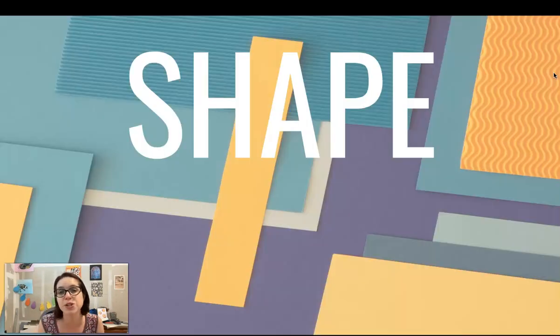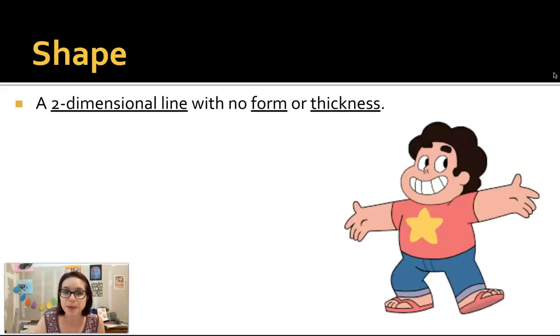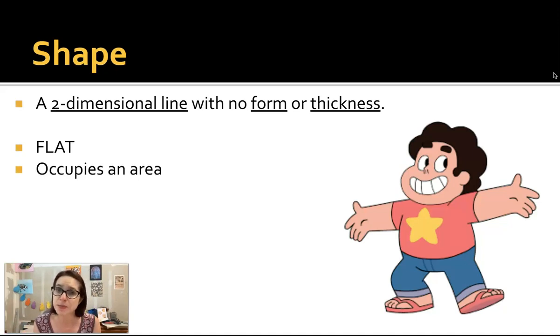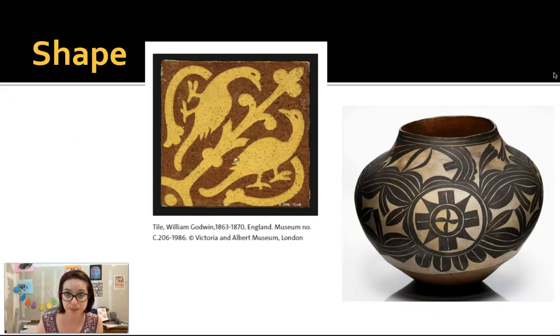Our next word is shape. So shape is a two-dimensional line with no form or thickness. It is flat, just like this cartoon here. It occupies an area. So shapes are made of lines, but they're completely flat. They create an outline. Now here's a few examples of 3D artwork that use shape.